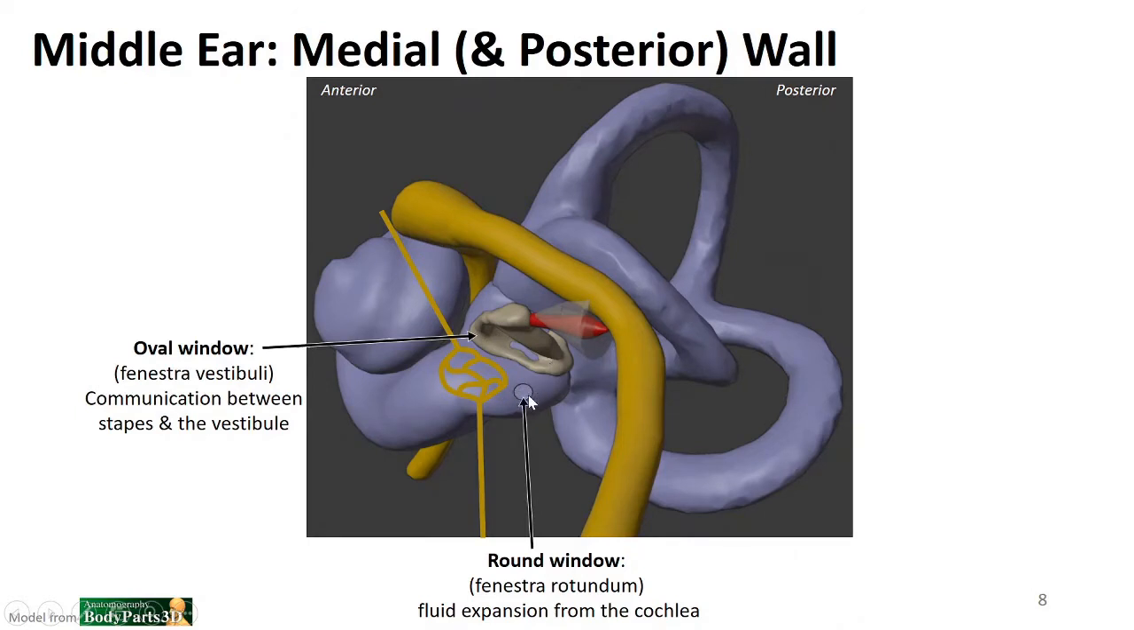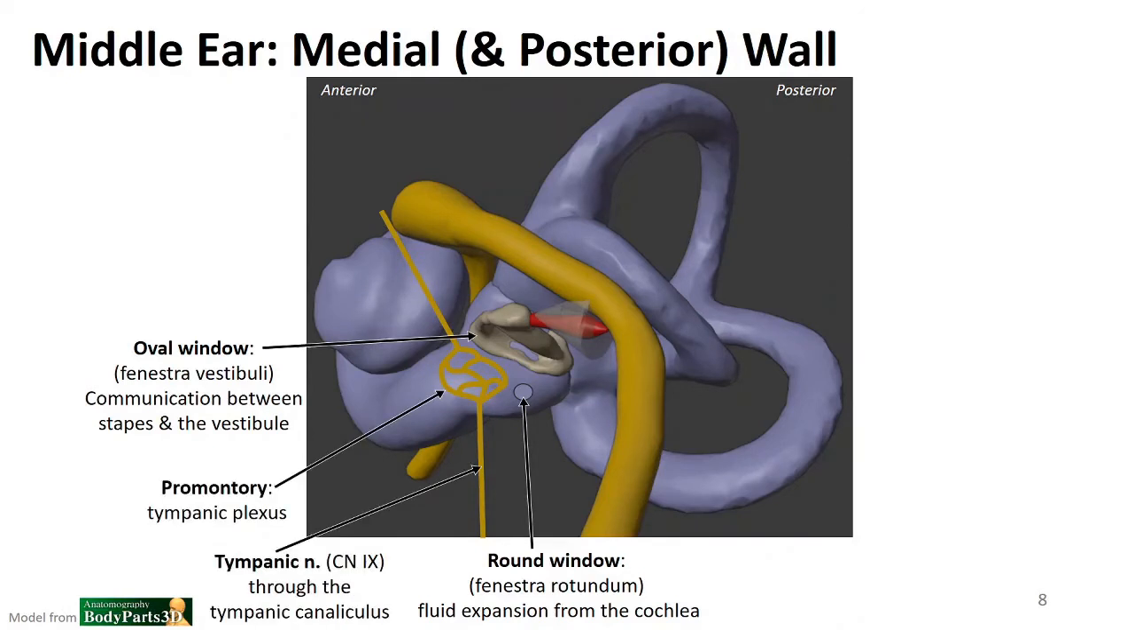Just inferior to that, we find the round window. We'll talk about both of these windows in a future video and what their functions are. But for now, we see them on the medial wall. Also on the medial wall, we find what is called the promontory.